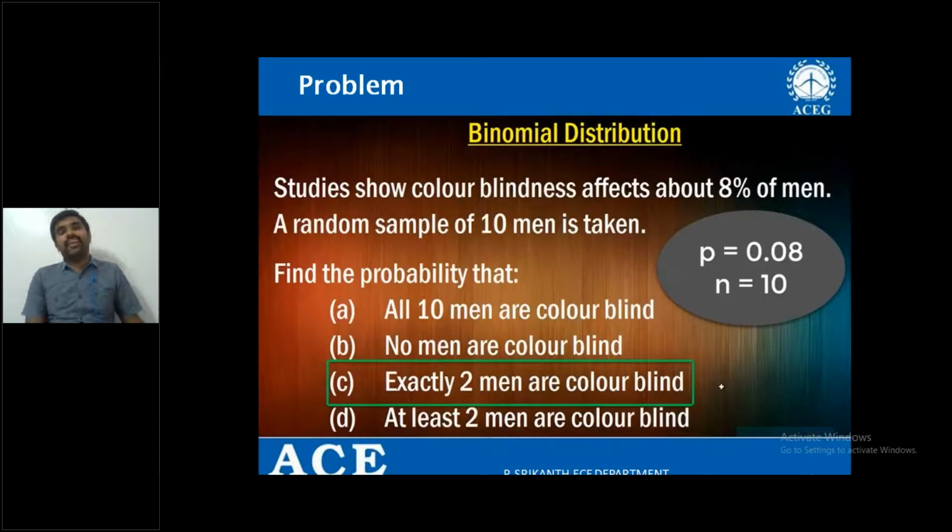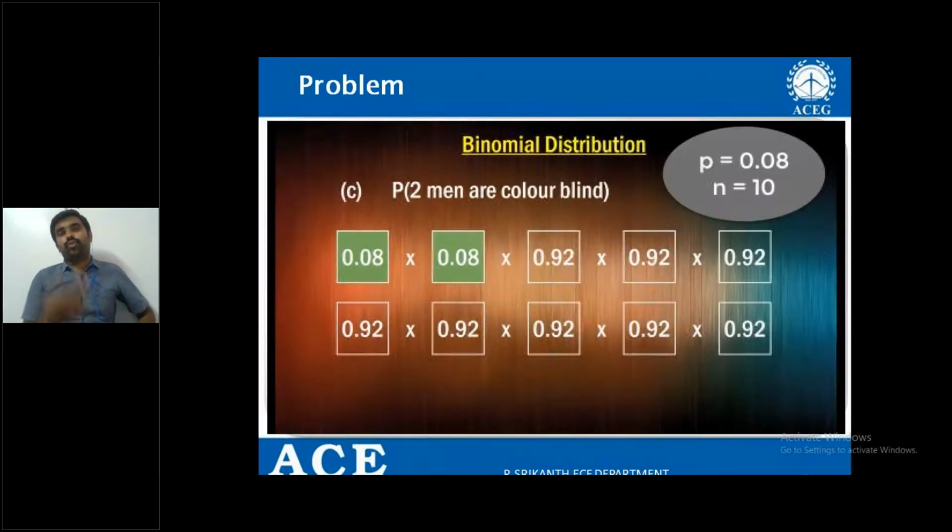Third question: exactly 2 men are colorblind. Out of 10, 2 men are colorblind. How do you solve the problem? For example, if I say the first 2 are with color blindness, all the rest are with no color blindness. So the probability I can take is 0.92, right? 92% chance for no color blindness.